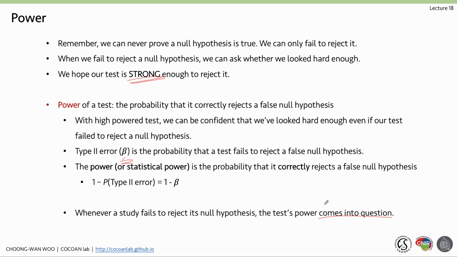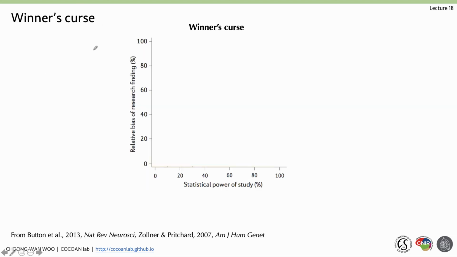If our power is really low, we cannot really believe that we failed to reject the null hypothesis, and maybe we might want to test it again with a larger sample size, for example, and with a higher power. But is power important only when a study fails to reject the null hypothesis? Actually, it's not. It's really important even when we can reject the null hypothesis. There's an important concept related to that, that is winner's curse.